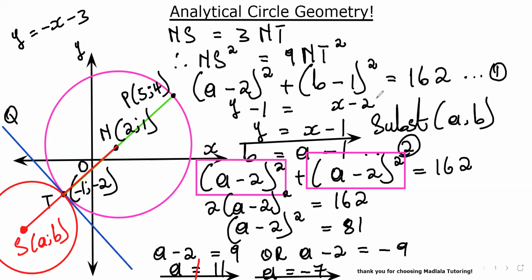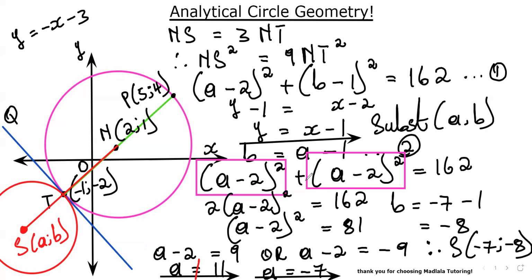So now that we know the value of A, then we substitute it into the second equation. In other words, B is negative 7 minus 1, which is negative 8. And so you can now conclude and say, therefore, the coordinates of the point S are negative 7 and negative 8. And this is the easiest way in which we can do this question.